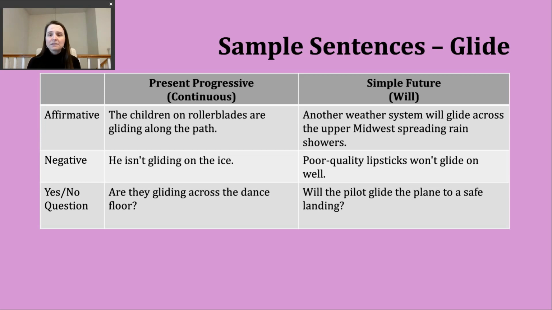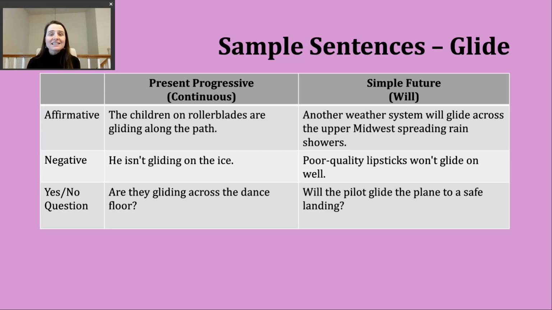Another weather system will glide across the upper Midwest, spreading rain showers. I heard a sentence very close to this last night as I was watching my local weather. And again, it's that idea of kind of this continuous movement, essentially here, of a storm moving through this part of the United States.